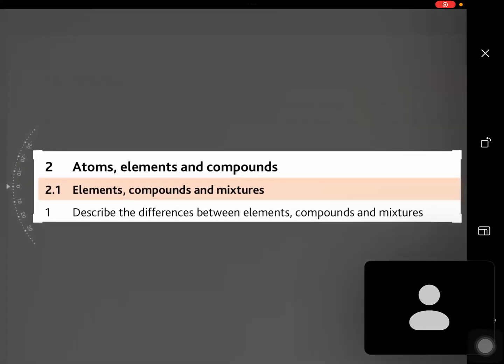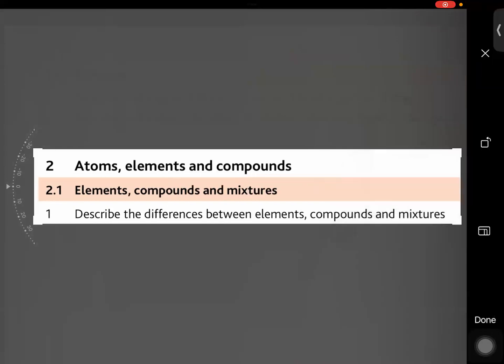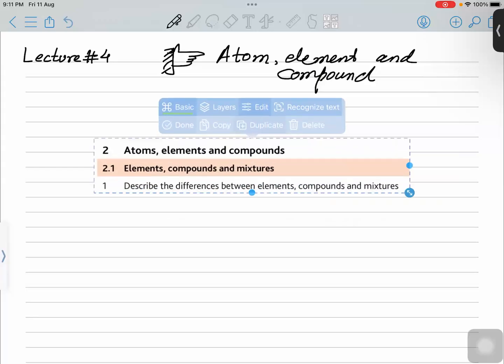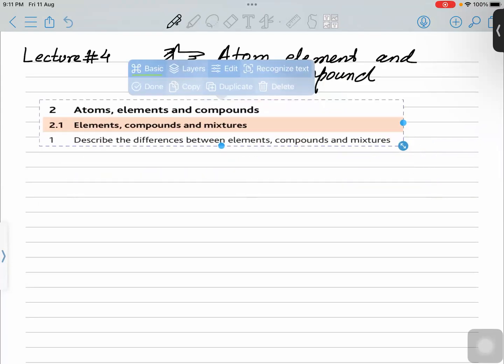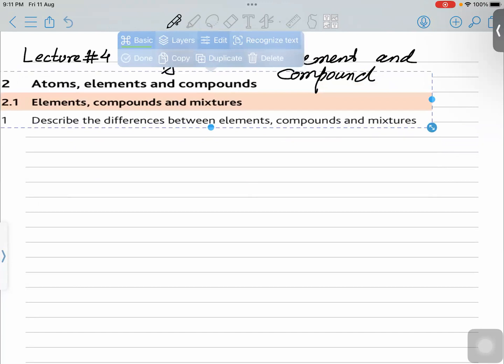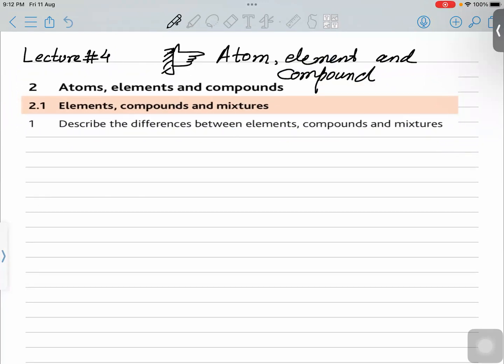the difference between element, compound, and mixture. Can anyone tell me the difference between atom, element, compound, and mixture? Sir, a mixture is when two or more substances are not chemically bonded but physically mixed. So what is an element? Atoms are the smallest type of matter.